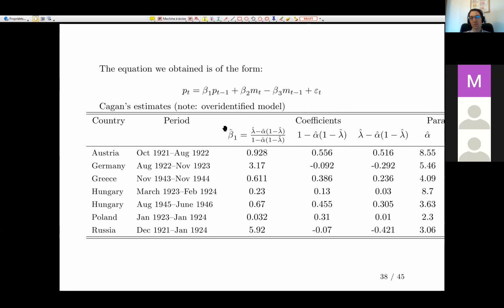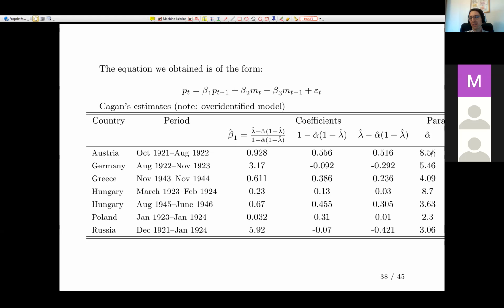For most countries, we see a positive but smaller than 1 coefficient for beta 1, meaning there's no hyperinflation. But for two of them, Russia and Germany, we see a negative value of 1 minus alpha, 1 minus lambda, which leads to a coefficient of beta 1 that is larger than 1. So it looks like in these episodes, the money supply just went crazy on its own. Not the money supply, but the price level.